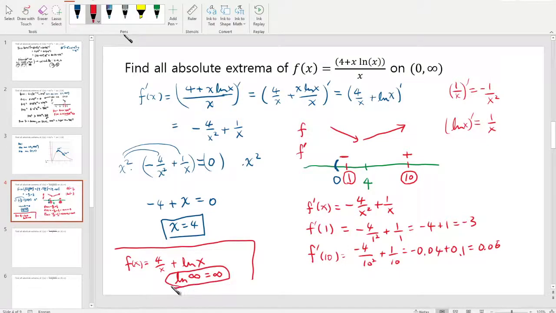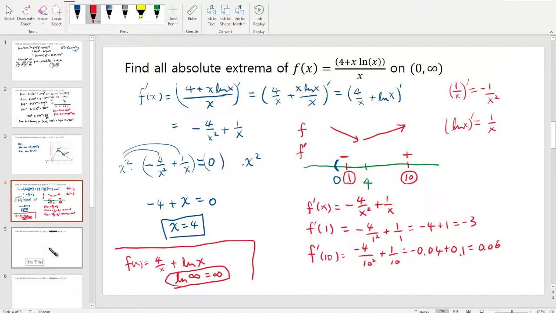So since I know that f of x is this, if you simplify it, just like how we did it, we know that f of x is 4 over x plus ln of x. Because ln, when you have infinity in there, that's infinity, this grows up, up, up without bound. Just goes up, up, up, okay? And therefore, there is no absolute maximum for this graph, okay?